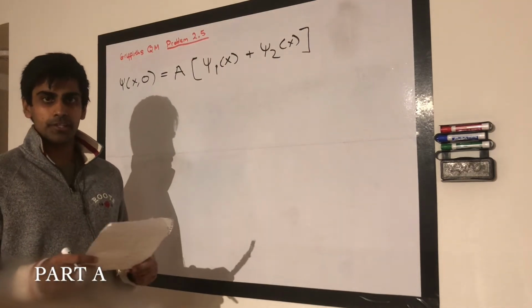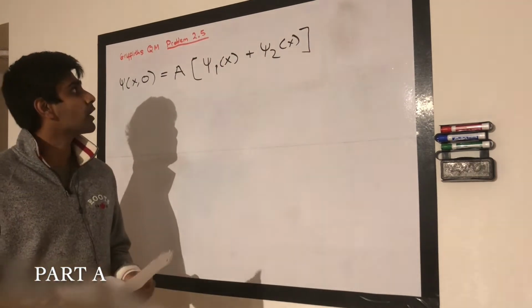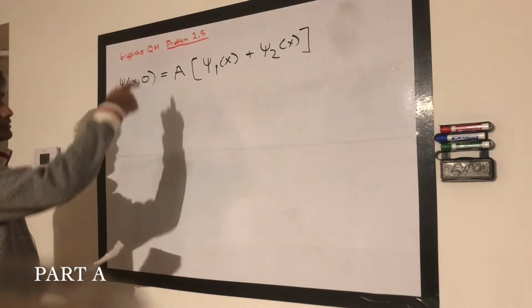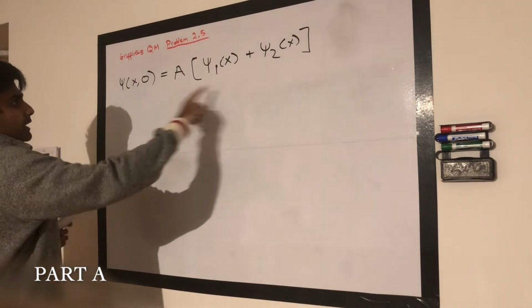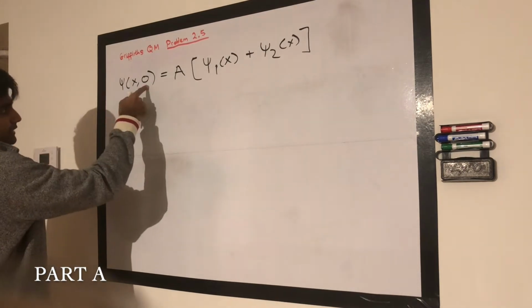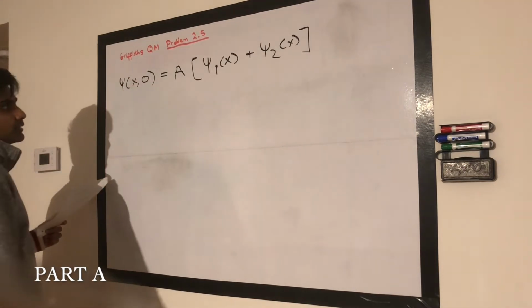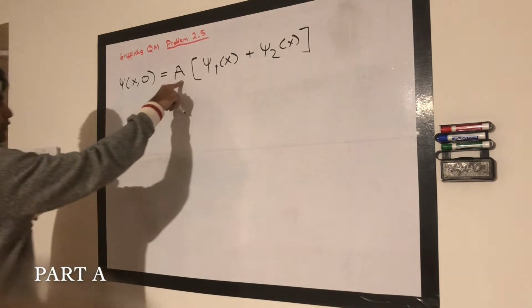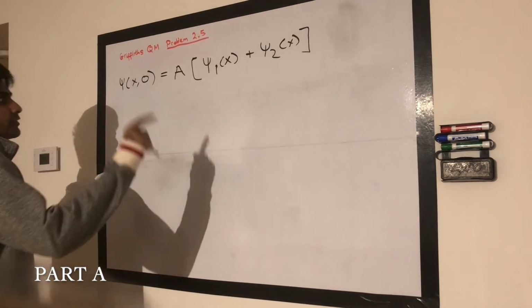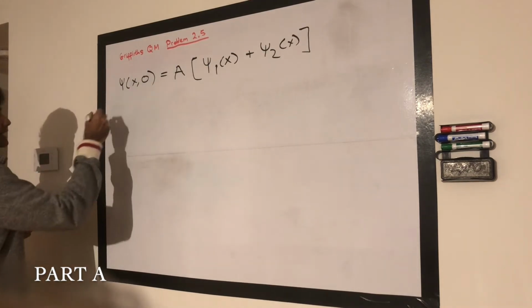Hello everyone. So today we're going to be solving the infinite square well problem, problem 2.5 from Griffiths. What they do is they give us the wave function at a specific time, at time equals 0, and it's a function of the first state and the second state with a normalizing factor. The first question asks us to find A.